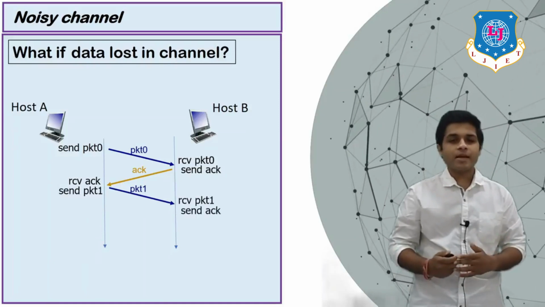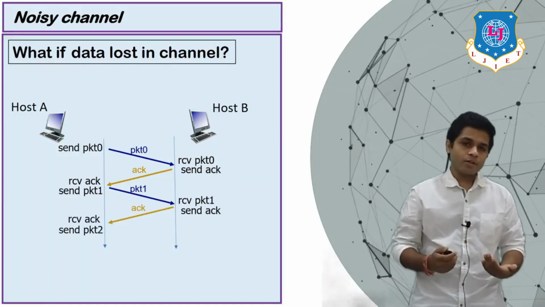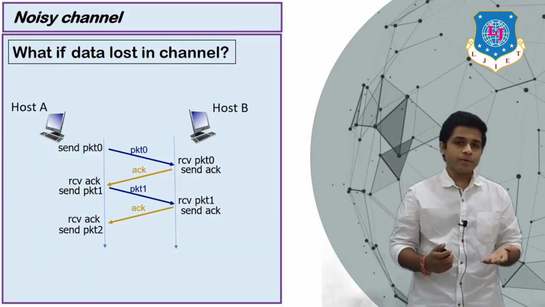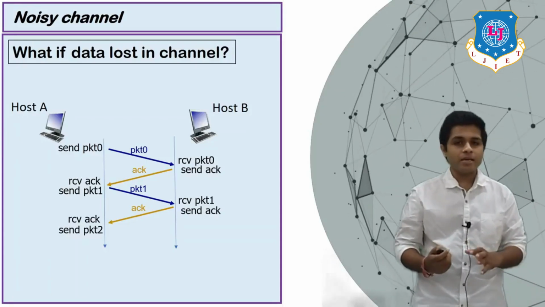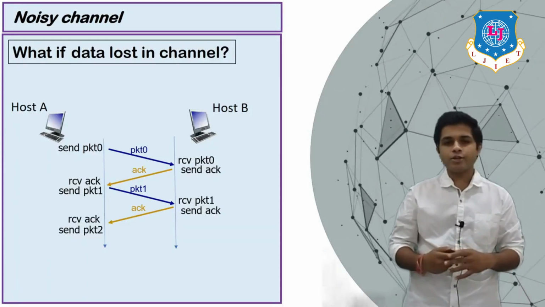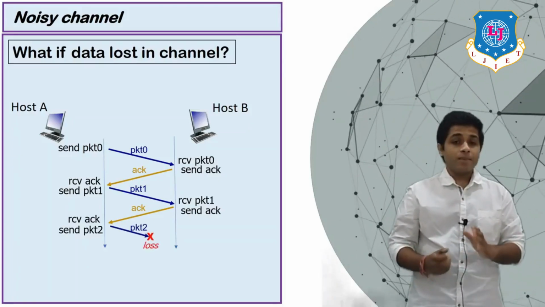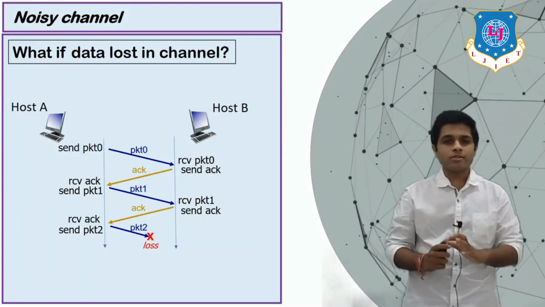So A will send the packet 1. B will receive the packet 1. It will send the acknowledgement for the packet 1. So when A receives the acknowledgement, it knows that packet 1 is received successfully by B. Now I have to send the packet 2. So A has sent the packet 2. But because the channel is noisy, packet 2 is lost somewhere.